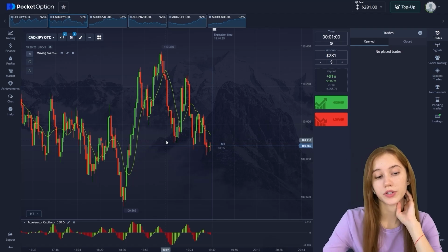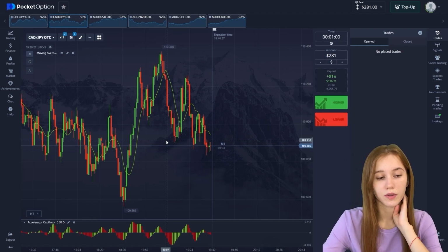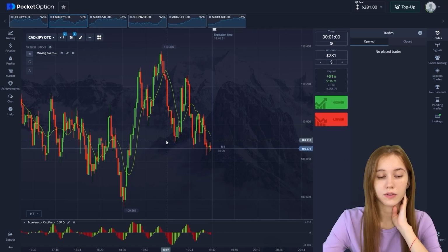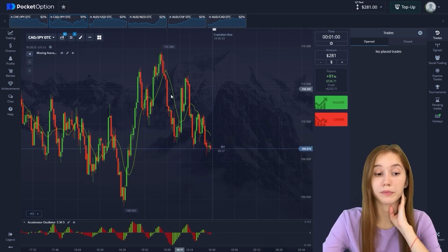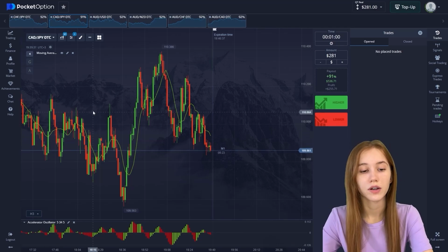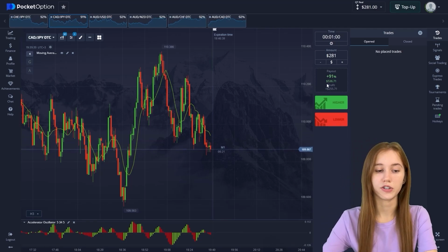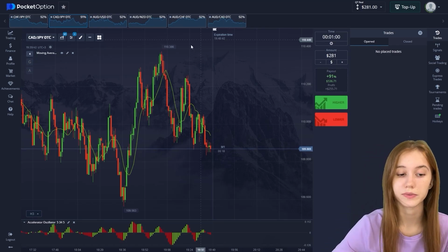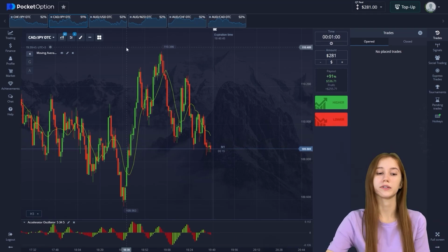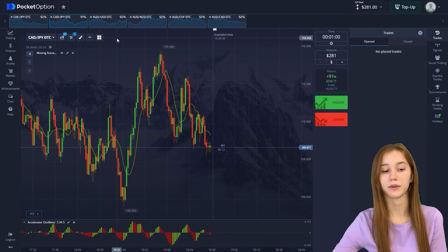But I recommend you trade from 5 to 12, 20% of your balance. It's safe and especially useful for beginners. If it's more, it's risky, quite risky.